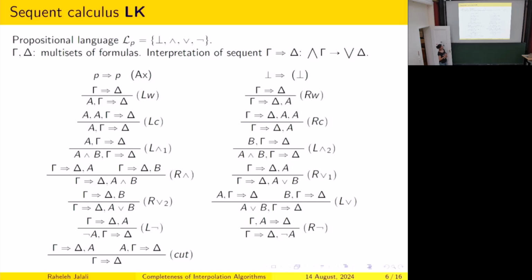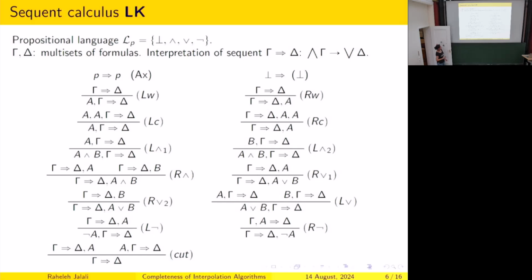Okay, so I wanted to first fix the calculus and fix an interpolation procedure. So I'm now fixing the sequent calculus, LK, for propositional classical logic. Look at the language. I have negation, conjunction, disjunction, and implication.